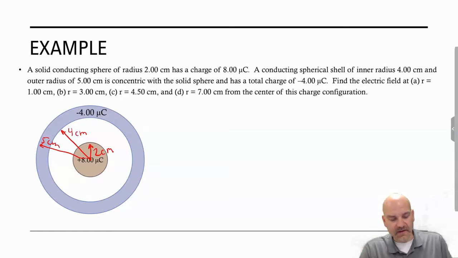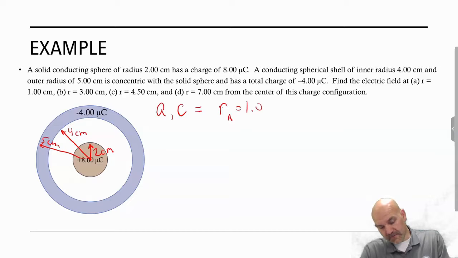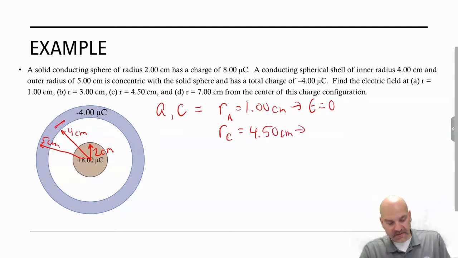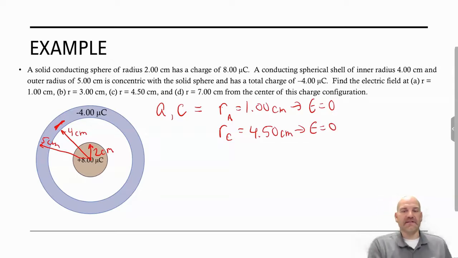It's going to ask us to find the E field at 4 places: 1 centimeter, 3 centimeters, 4.5 centimeters, and 7 centimeters. So A and C are very easy. For A, the radius is 1 centimeter, which is inside the conducting sphere, so my E field is going to be 0. C is at 4.5 centimeters, which puts me inside the conducting shell, and so my E is also going to be 0.